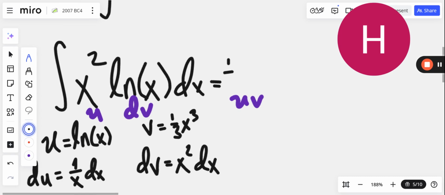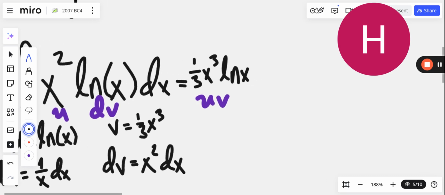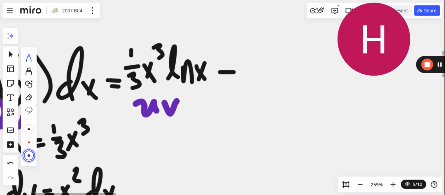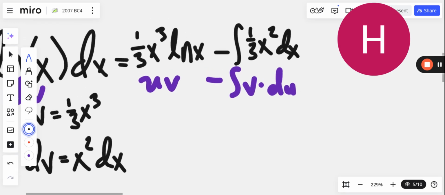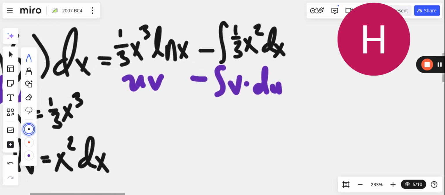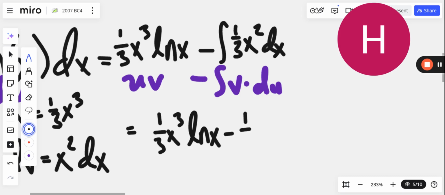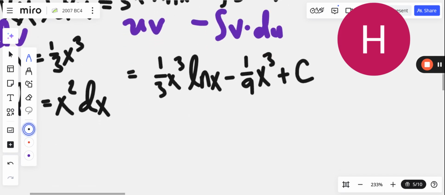So that's going to be 1/3 x cubed times ln of x minus the integral of v times du, which is the integral of 1/3 x cubed times 1 over x dx, which is simply x squared dx. So I still have a little bit of integration to do. One more power rule here, and this is going to turn into 1/3 x cubed ln of x minus 1/9 x cubed plus c. And this is my f of x.